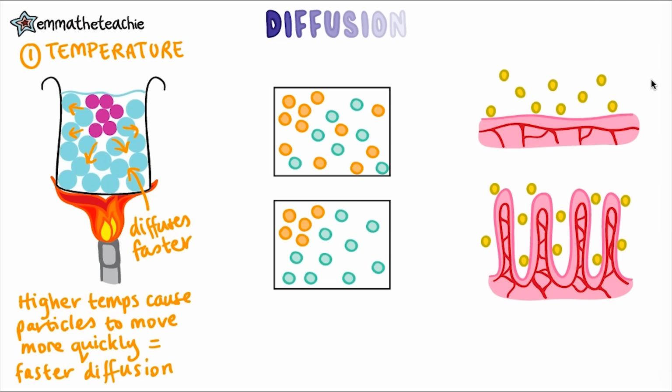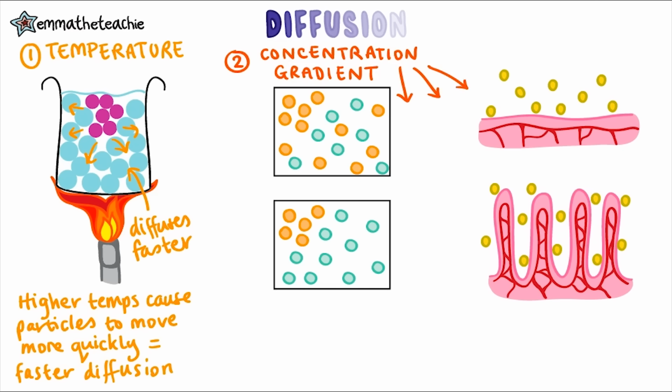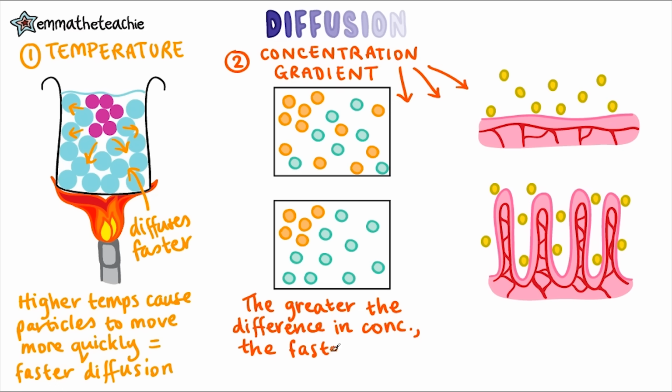Similarly, if there were a cold temperature, this would slow down the rate of diffusion. The second factor affecting the rate of diffusion is the concentration gradient. This is the difference in concentration. The greater the difference in concentration, the faster diffusion will occur.